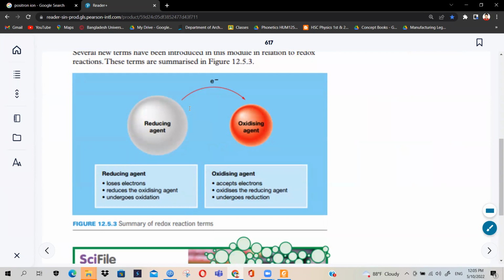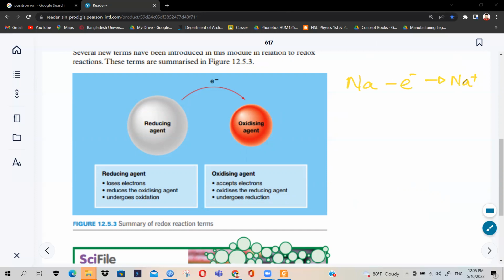Now see reducing agent. This is the important thing. We know that reducing agents are keen to donate electrons, like metals, say sodium. Sodium is a reducing agent. It likes to reduce or give away electrons. Now the given electron, who will take it?